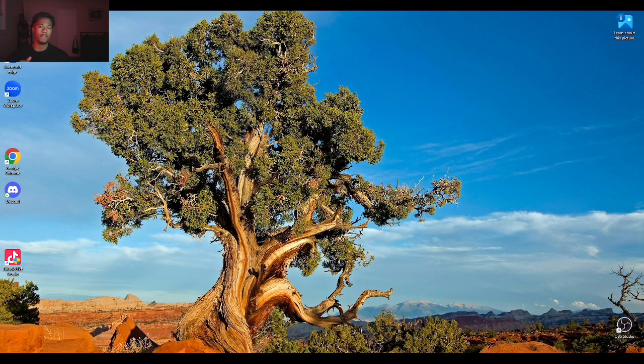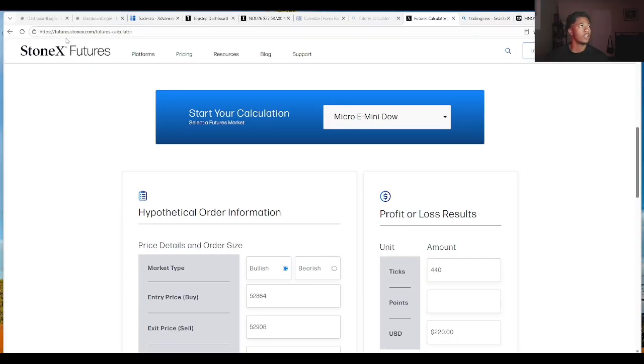So I have this calculator that I started off using when I first started trading. It was very helpful for me for knowing, okay, once I get in this position and I'm looking for this setup, I know how much money I'm risking once I get in this trade. So I'm just giving y'all game on how to use the calculator and what the calculator is. So we'll pull up my web browser. It's called futures.stonex.com. It's a futures calculator to help you calculate your risk and whatnot when it comes to trading.